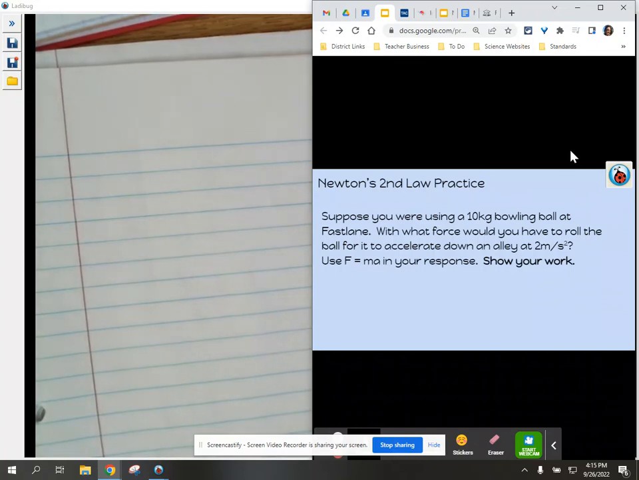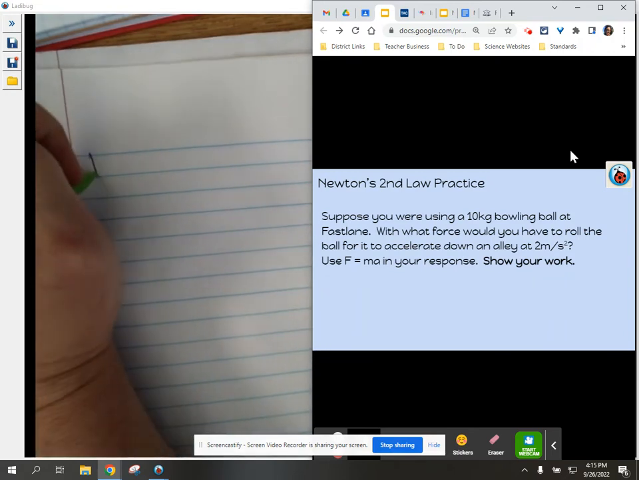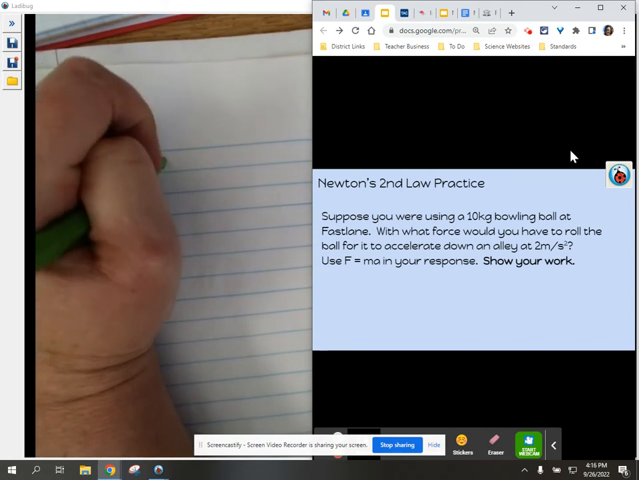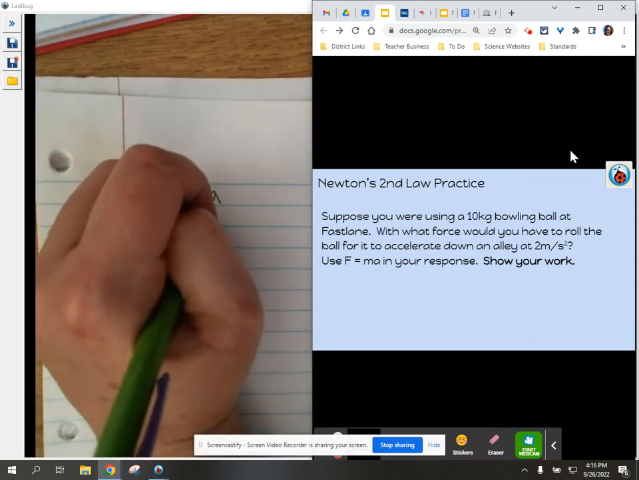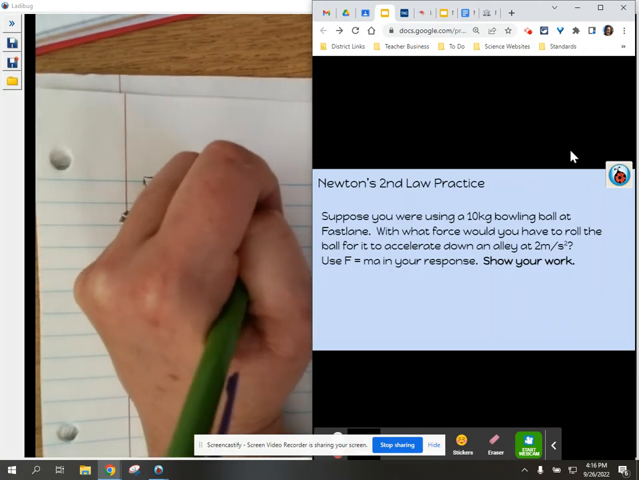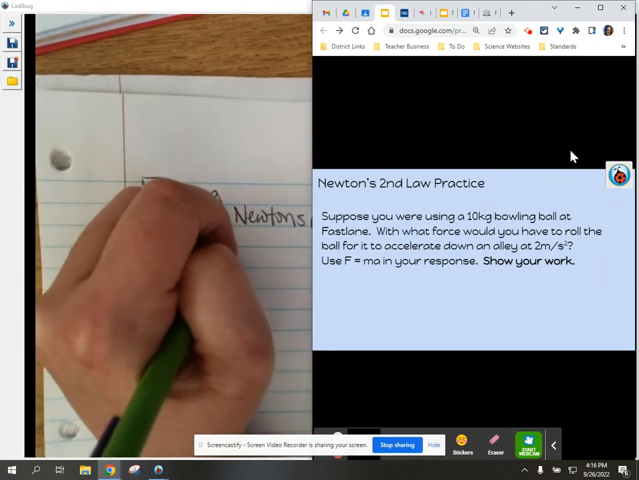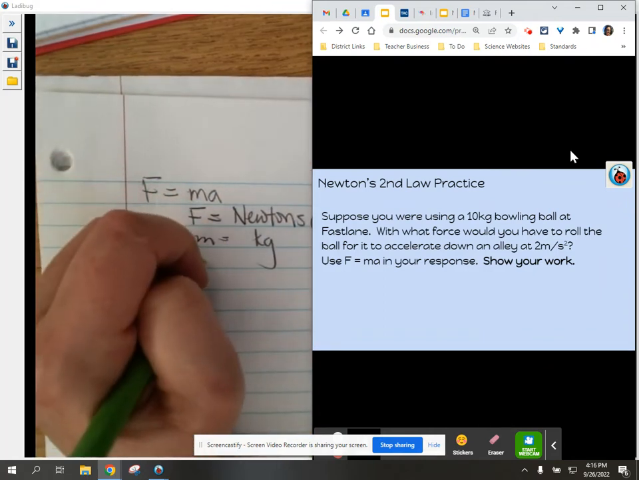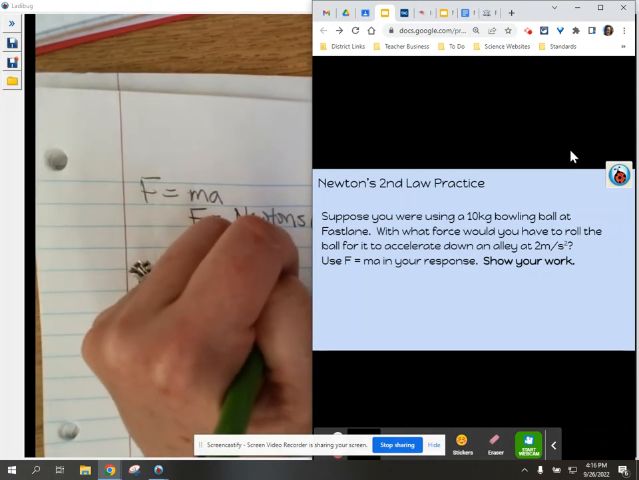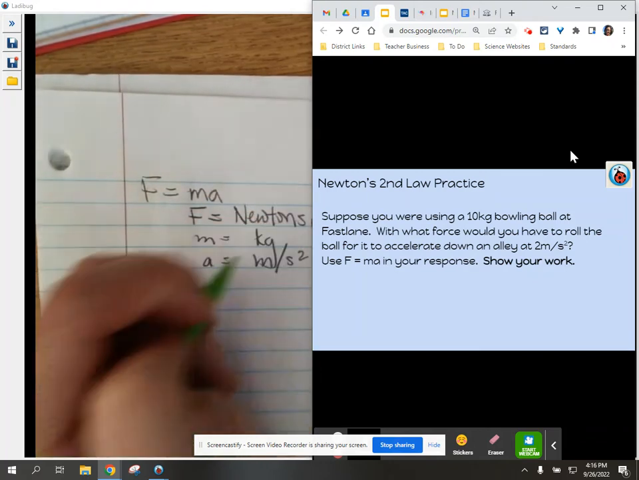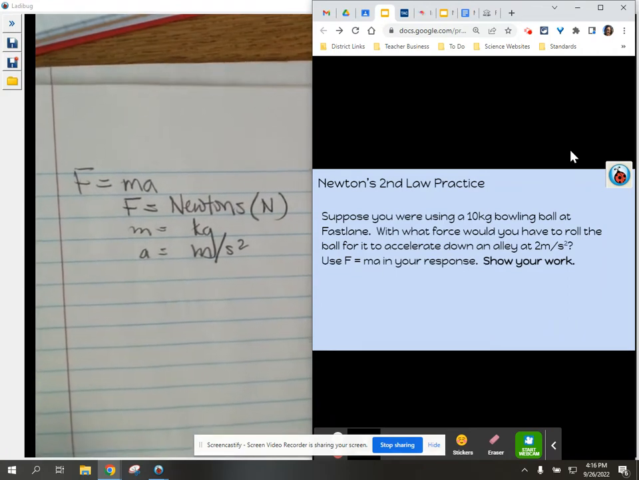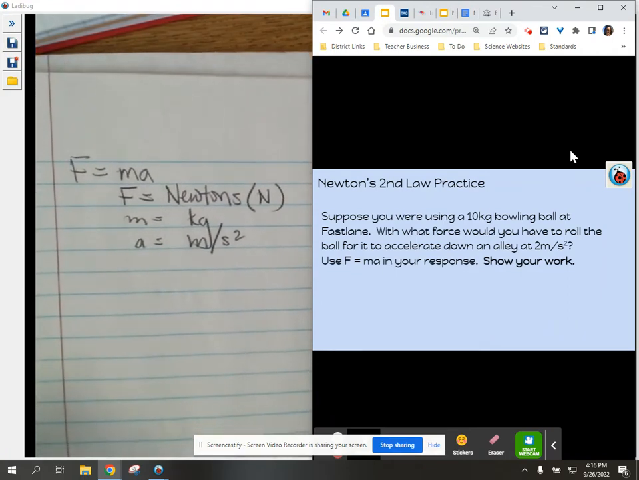Hello, ladies and gentlemen. Let's look at some practice solving for Newton's second law. As you guys know, the equation is force equals mass times acceleration, where force is always in newtons, mass is always in kilograms, and acceleration is in meters per second squared. Okay? So I'm going to model exactly how these problems should look when you're doing them on an assessment or just on homework. All right?